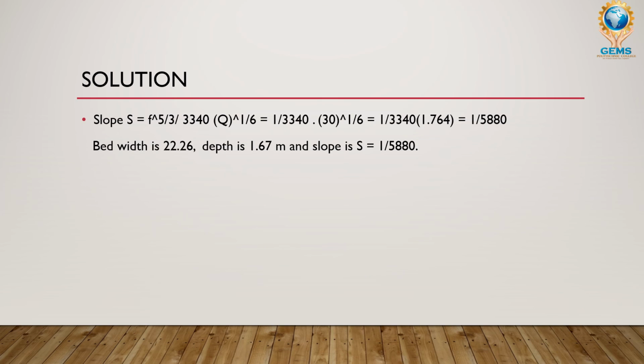In the problem they have asked us to find the slope, right? So the solution for the slope is S is equal to F power 5 divided by 3 divided by 3340 into Q power 1 by 6. This is our formula, and you are going to substitute the values of F and Q, and find the value for the slope. Actually, the slope comes in decimal, so you convert it into a fraction. The fraction value is 1 divided by 5880, and you have known the bed width B and depth D, and you have found out the S.